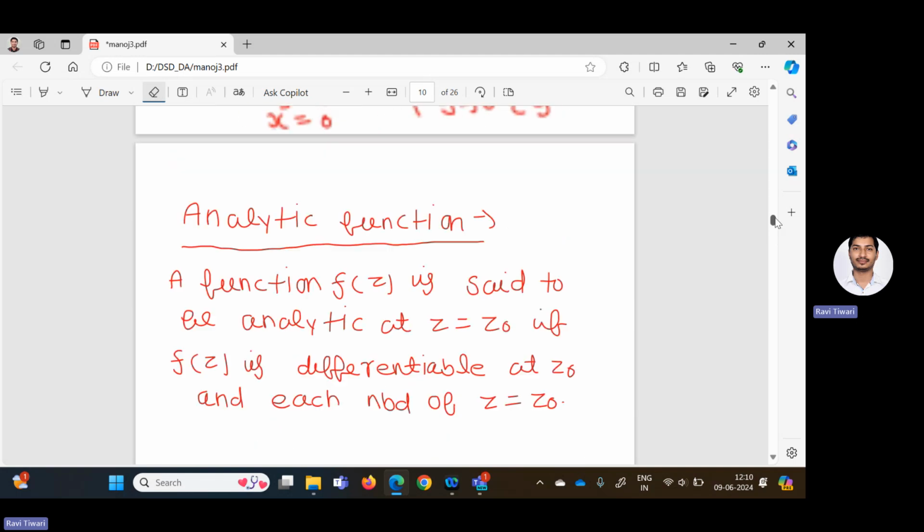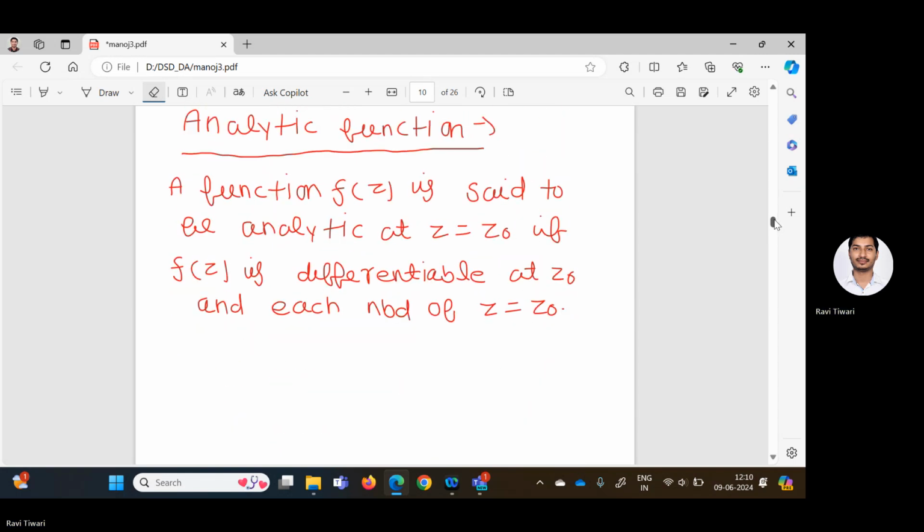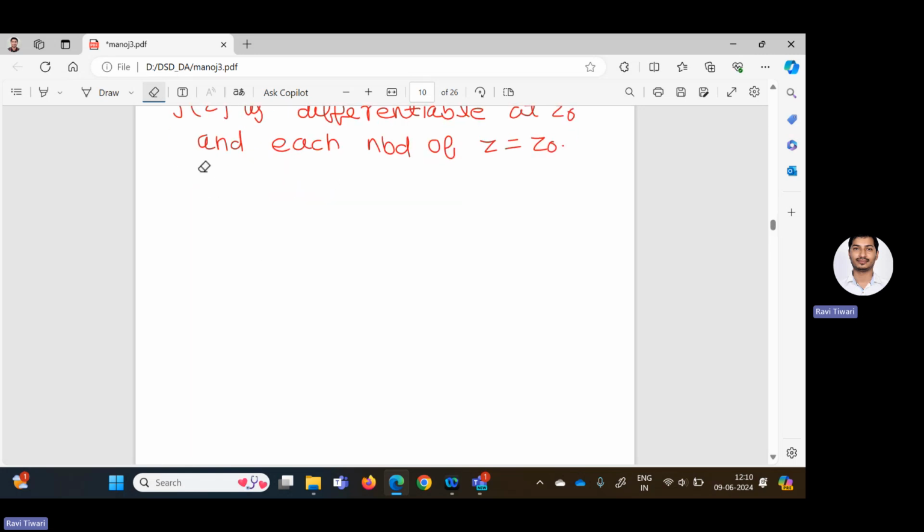Now what is an analytic function? Our third topic is analytic function. A function f(z) is said to be analytic at z equal to z naught if f(z) is differentiable at z equal to z naught and in each neighborhood of z equal to z naught. You have to understand the concept of neighborhood. I will explain in one variable, then I will come to two variables, because analytic function and differentiability are slightly different. If anyone is asking what is the connection between differentiability and analytic, every analytic function is differentiable, but the converse is not true, because in an analytic function differentiability is also needed in each and every neighborhood of that point. That one point z equal to z naught alone is not sufficient. The function should be differentiable in each and every neighborhood of z equal to z naught.